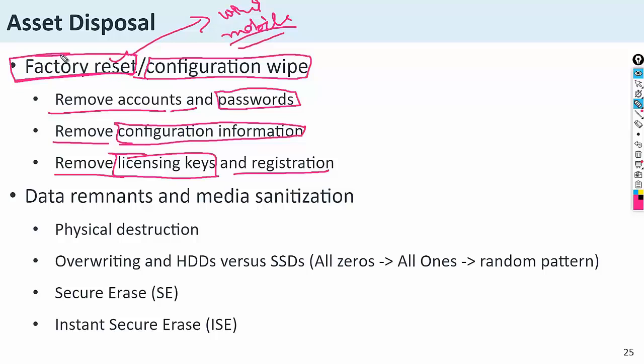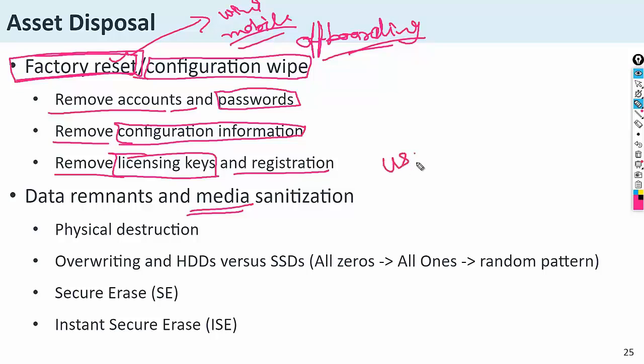So factory reset means if you are offboarding any person, it is necessary to do the factory reset to wipe out all the data which exists on the device. And what about the media? If you are using any media, meaning hard disk, SSD, pen drive, USB, or any external media, you need to remove all the data.